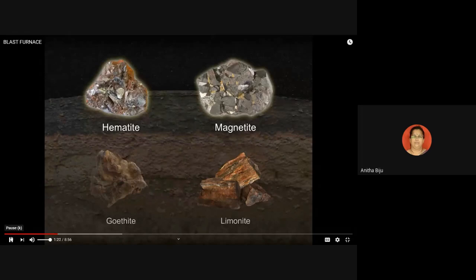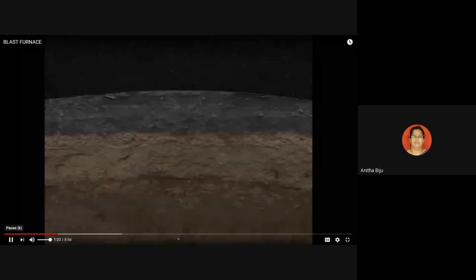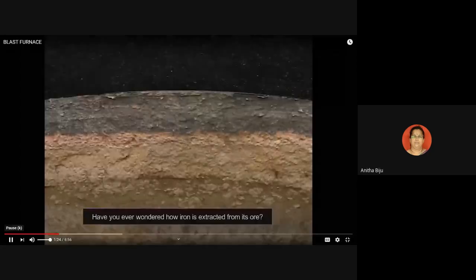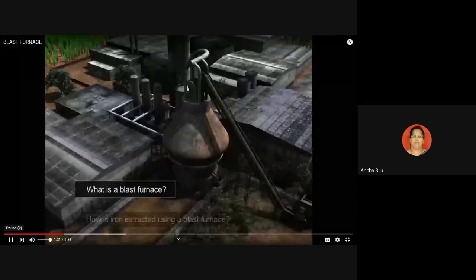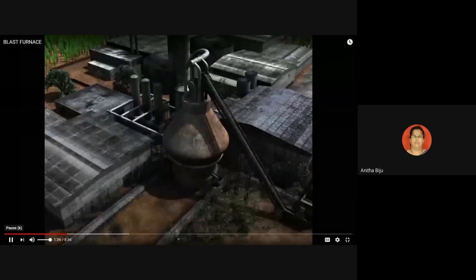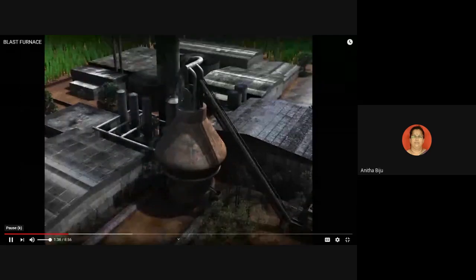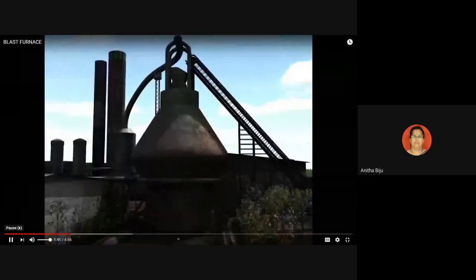Have you ever wondered how iron is extracted from ore? Iron is extracted from its ores in a blast furnace. What is a blast furnace? How is iron extracted using a blast furnace? Come, let us find out. Let us take a look at the different parts of a blast furnace and study their functions.